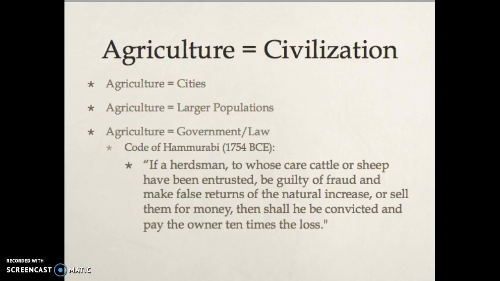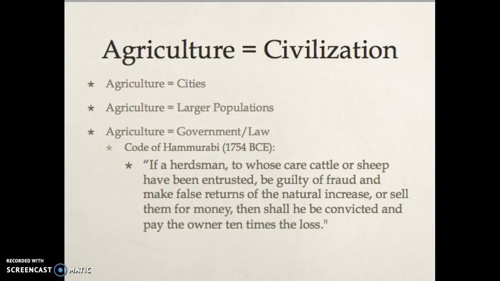For example, one of the oldest legal codes in Western civilization is the Code of Hammurabi. This code covers many items, including slavery, water rights, and the sale of beer. It also covered the care of animals. This passage, for example, governed those who tended animals for others. Quote, "If a herdsman to whose care cattle or sheep have been entrusted be guilty of fraud and make false returns of the natural increase, or sell them for money, then shall he be convicted and pay the owner 10 times the loss."